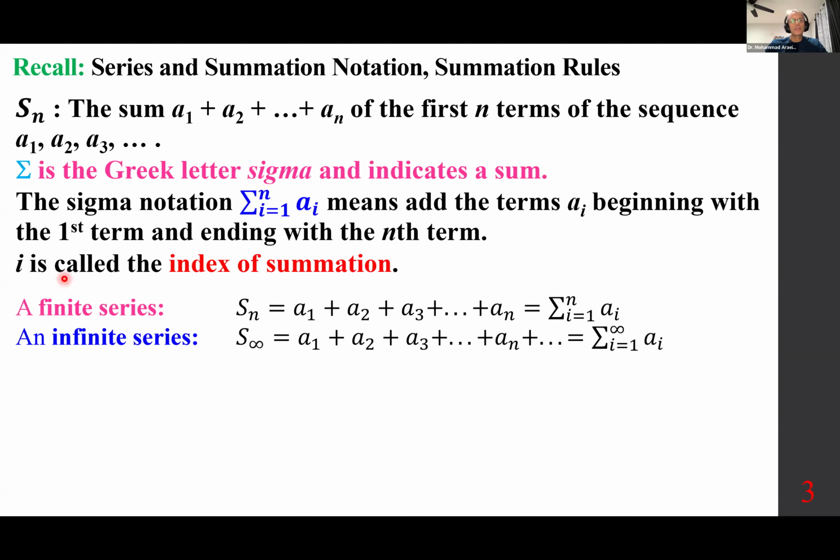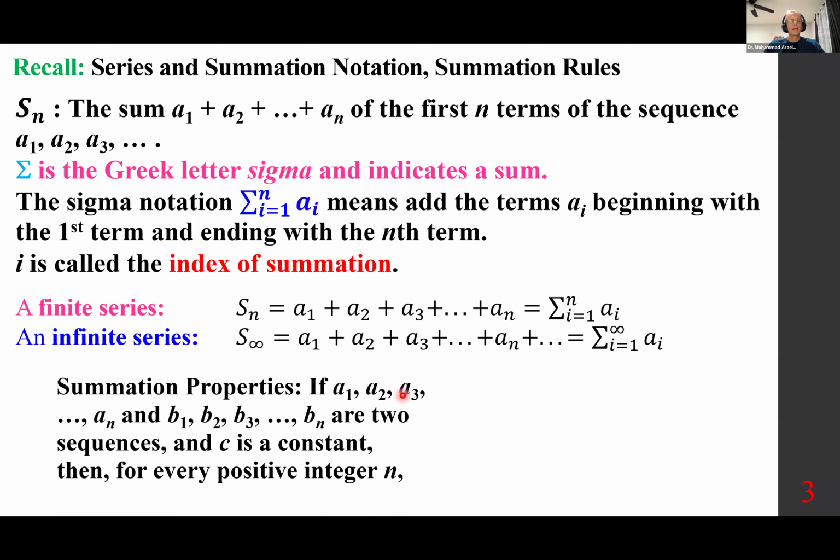A finite series is a sub 1 all the way to a sub n. S sub n equals that, summation of i going from 1 to n, a sub i. An infinite series is a sub 1, but it continues indefinitely, and i goes from 1 to infinity.